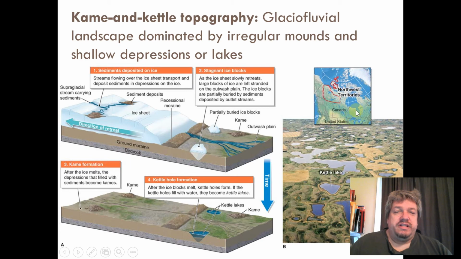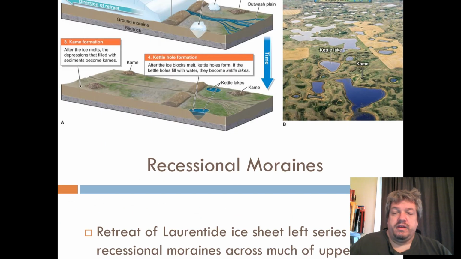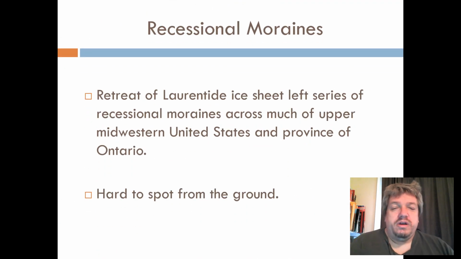Now, we don't see the entire area of North America covered with this because over time, other things erode it. But far, far north, the glaciers were here much more recently. There is an area in Wisconsin called Kettle Moraine State Park where you can see some of these features. But for the most part, they're in the far north. We know that these recessional moraines show you a series of where the glaciers were. They're hard to see from the ground.